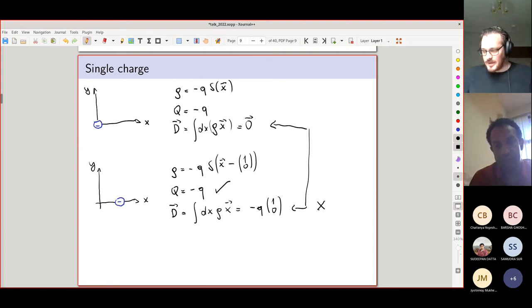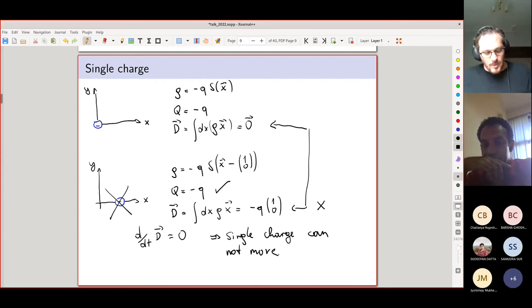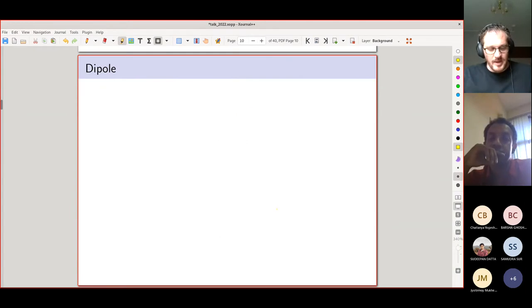And this already tells you one thing. Since our theories should have a conserved dipole moment, a single charge cannot move. So this is not allowed. And as you hopefully also have realized, this is really related to the conservation of the dipole moment, which changes if the charge moves.